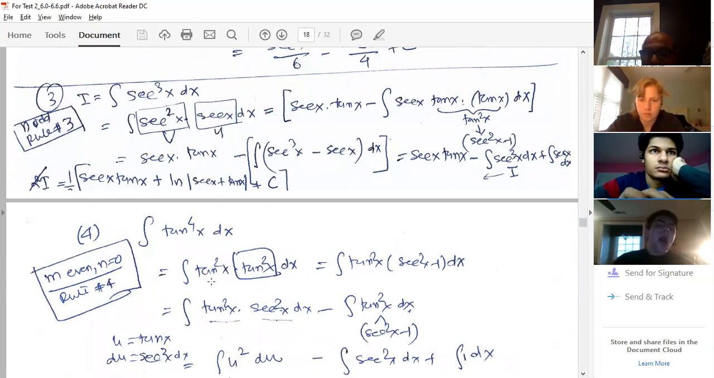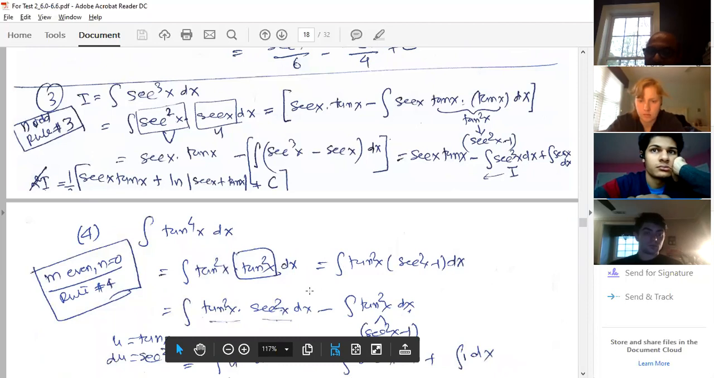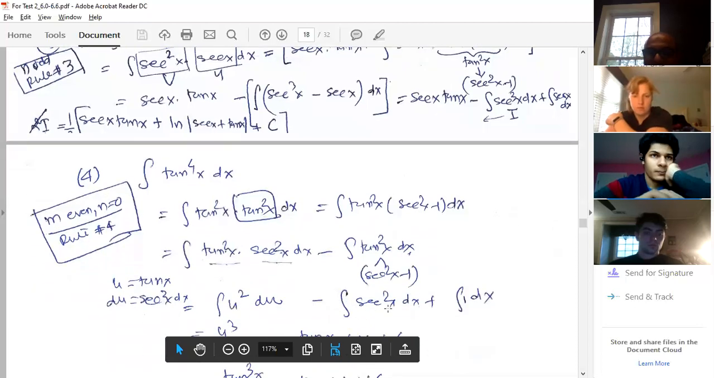So m is even and equal to 0, tangent square. Tangent square can be written as secant square minus 1. Multiply this one with this one, and this one with this one. So you have two integrals. This tangent square x can be written as secant square x minus 1. So we have now three integrals.